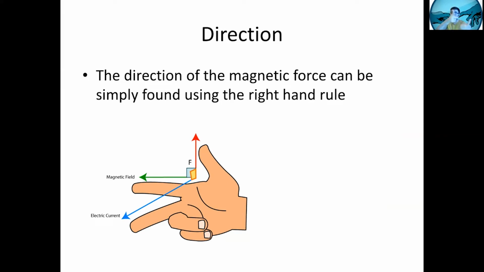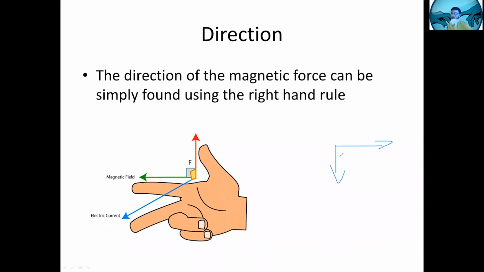You have this one going this way, this one going this way, and then your thumb going up. The thumb is the direction that the force is going. The magnetic field is this finger, and the electric current is this finger. You can move it any way you want, depending on how it's drawn on the paper. So for example, if the electric current is going this way and the magnetic field is going this way, which way is the force going?